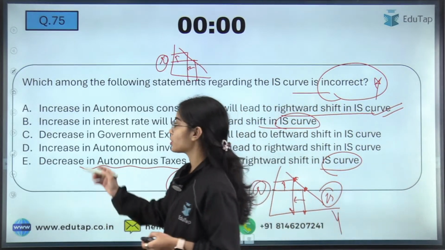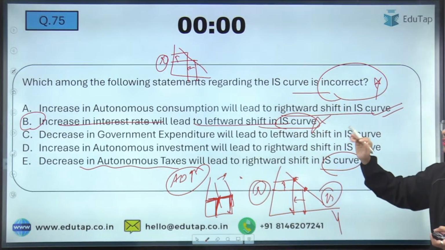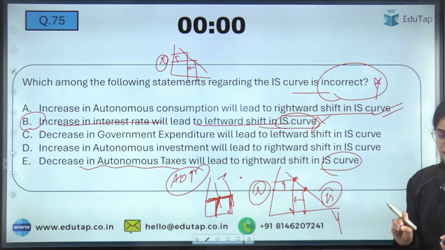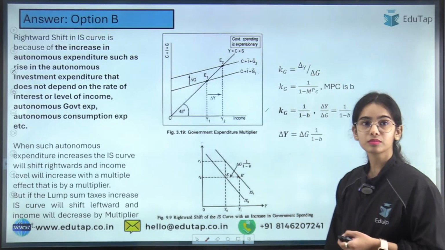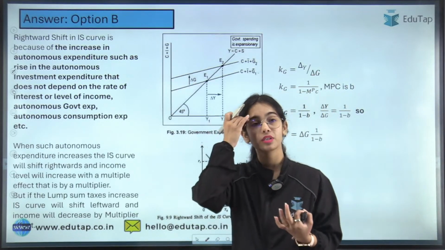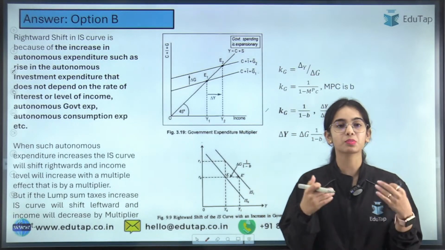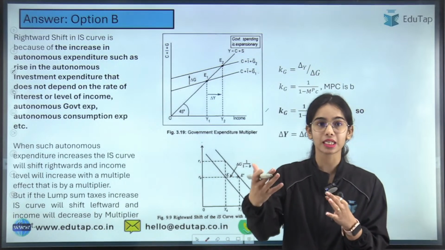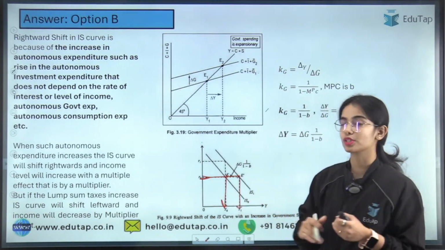So here the answer was B. An increase in interest rate will not shift the IS curve. Got it? I hope this is clear. The shift will come because of autonomous expenditure: autonomous consumption, autonomous investment, autonomous government expenditure. When they are increasing at the same rate of interest, your level of income is also going to increase.